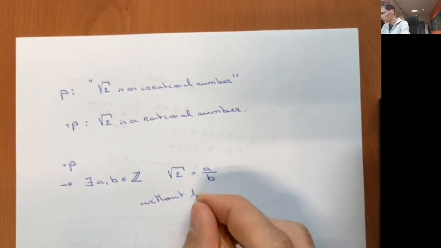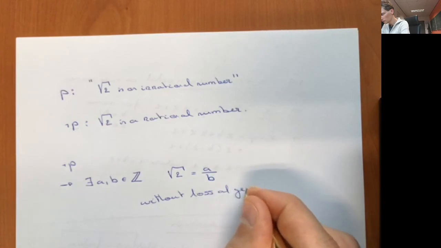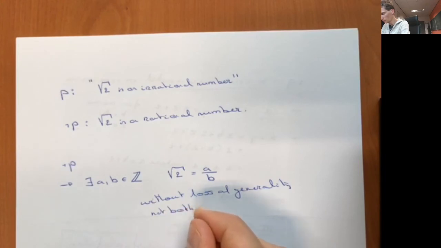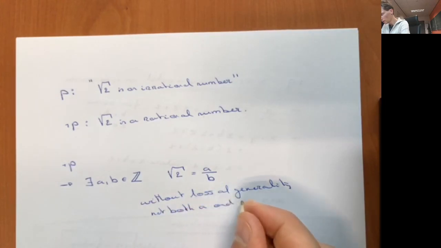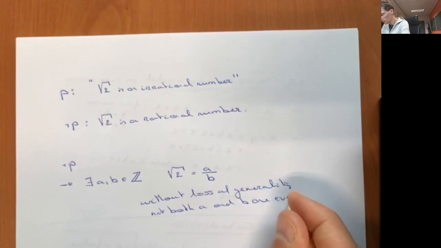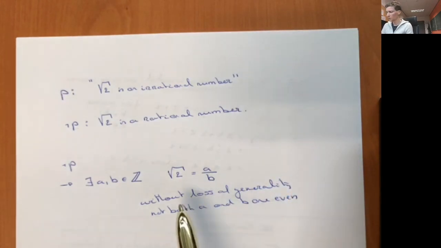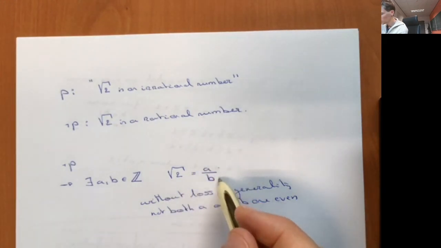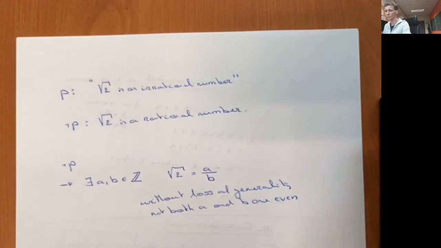So without loss of generality, not both a and b are even, right? So why is this without loss of generality? Well, if both a and b are even, you can divide both a and b by 2, right? And then you have 2 times the number divided by 2 times the number, and you can get rid of the 2. And you can keep on doing this, right? Each time you get 2 even numbers, you can divide both numerator and denominator by 2.